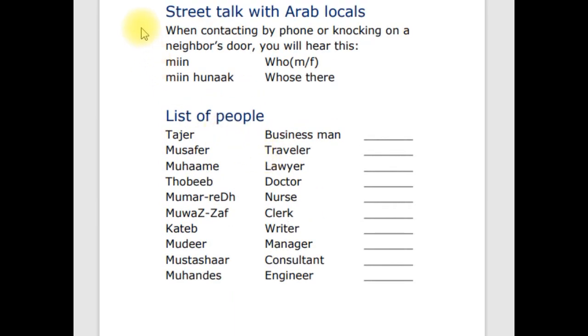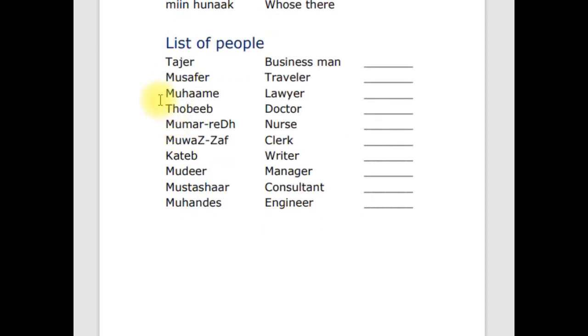Street talk with Arab locals. When contacting by phone or knocking on a neighbor's door, you will hear this: min. In classical Arabic, they will say man, but most people say min. Min hunak? Who is there?